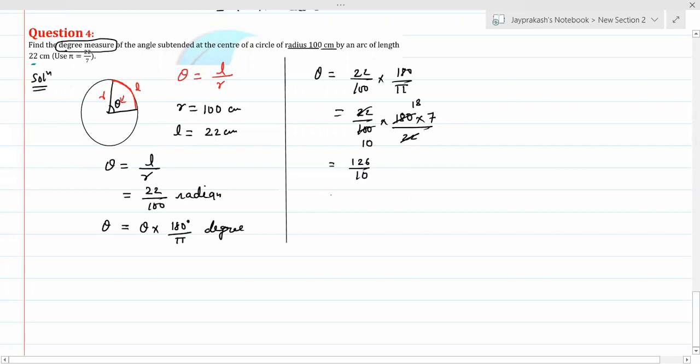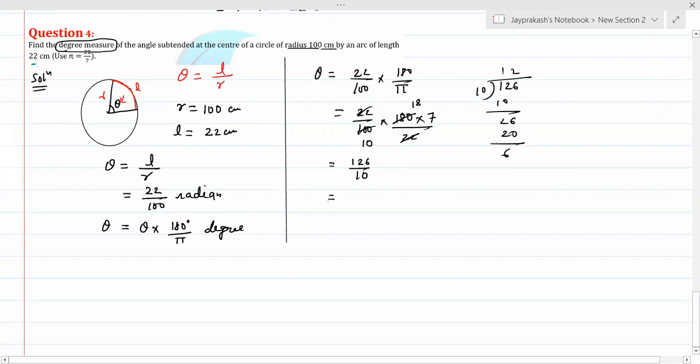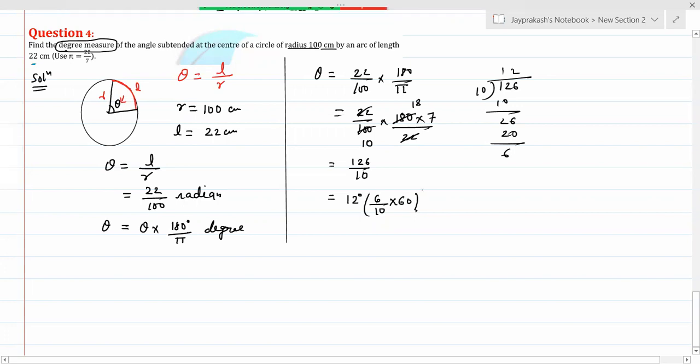Again, we need to convert to minutes and seconds. So let's divide 126 by 10. It becomes 12 degree. Correct? And this 6 by 10, because 6 is the remainder, 6 by 10 degree. So we will multiply it by 60 to change into minutes.